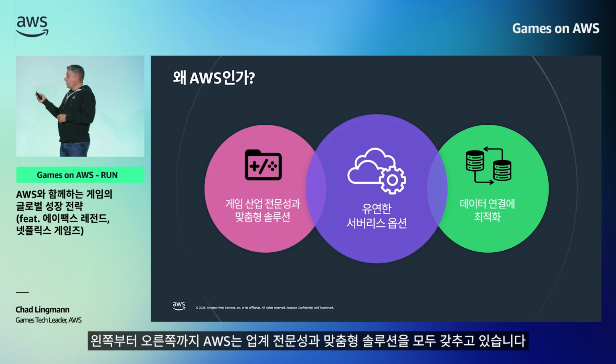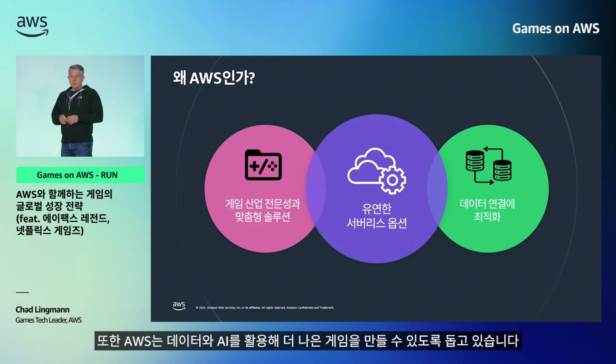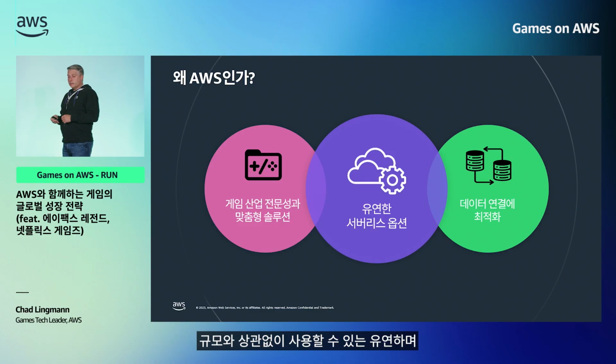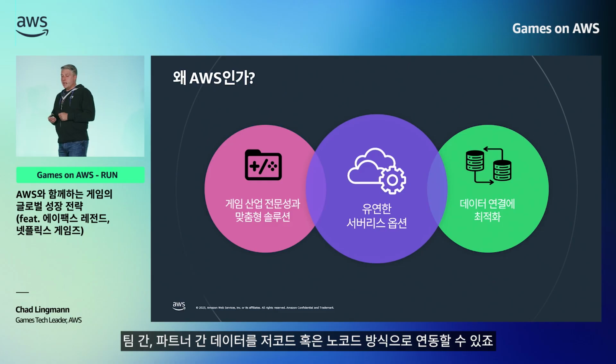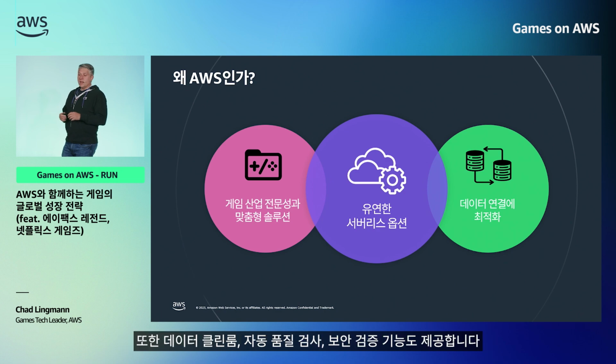So if we go from left to right here, our industry expertise and our bespoke solutions that we have available, AWS gets game development and how data and AI can help you make better games. Its flexible, serverless options, no matter your current or future scale, are cost-effective solutions to help build a data-informed culture. And we're built for data connections. AWS facilitates connecting data between disciplines, partners via low and no-code features, and even has data clean rooms and automatic quality and security checks for you.